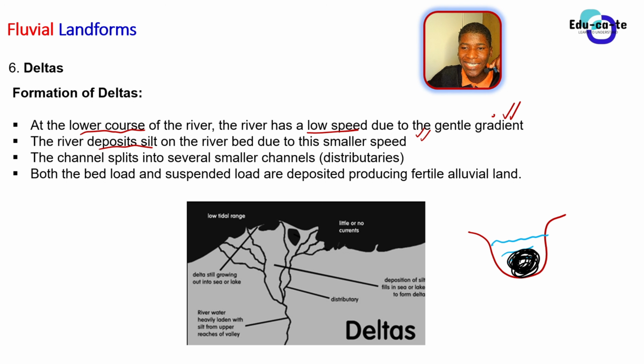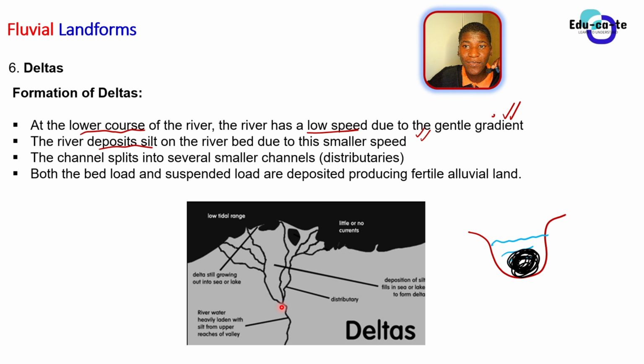As it deposits it right on the riverbed, you can see that here it will split. The river channel will now split into what? Into smaller channels. Okay, so if we look from the above diagram here, you can see that this is the river as it is flowing.